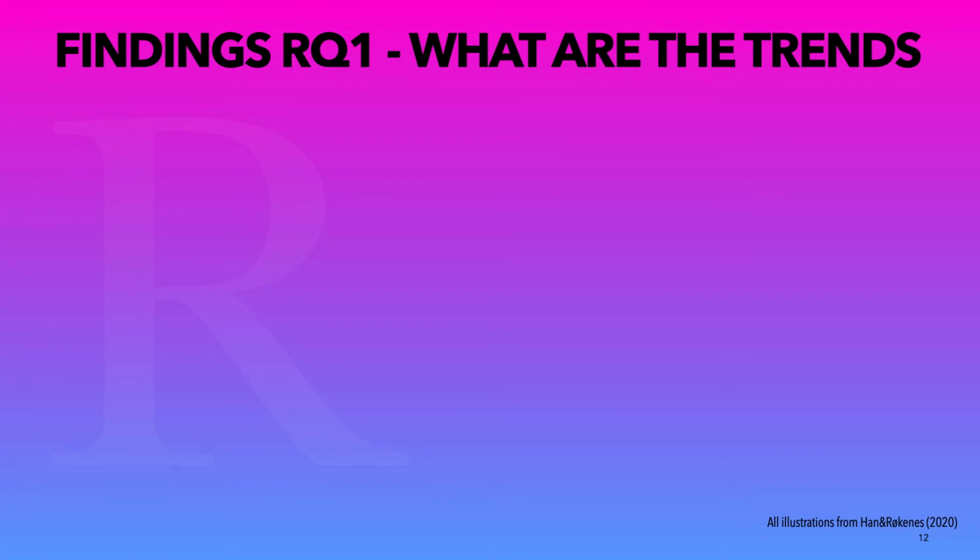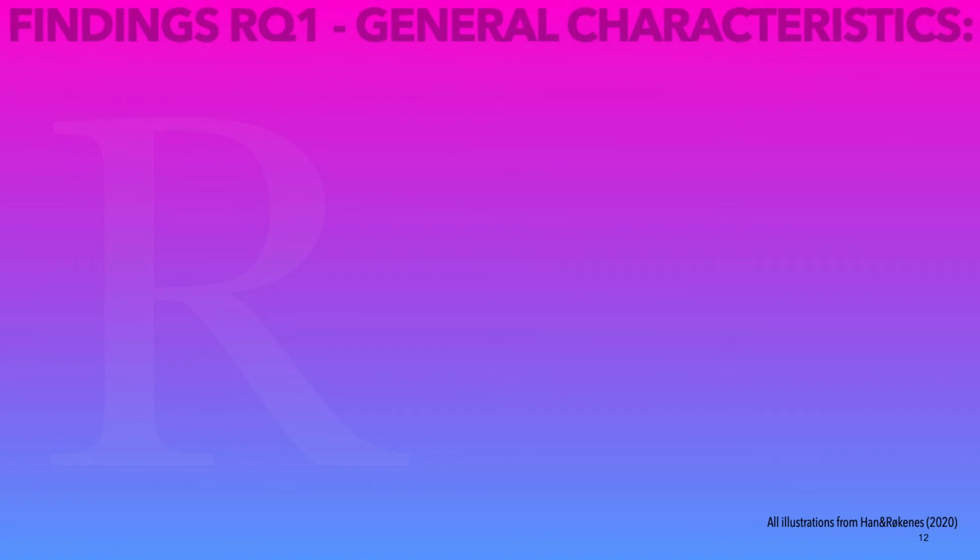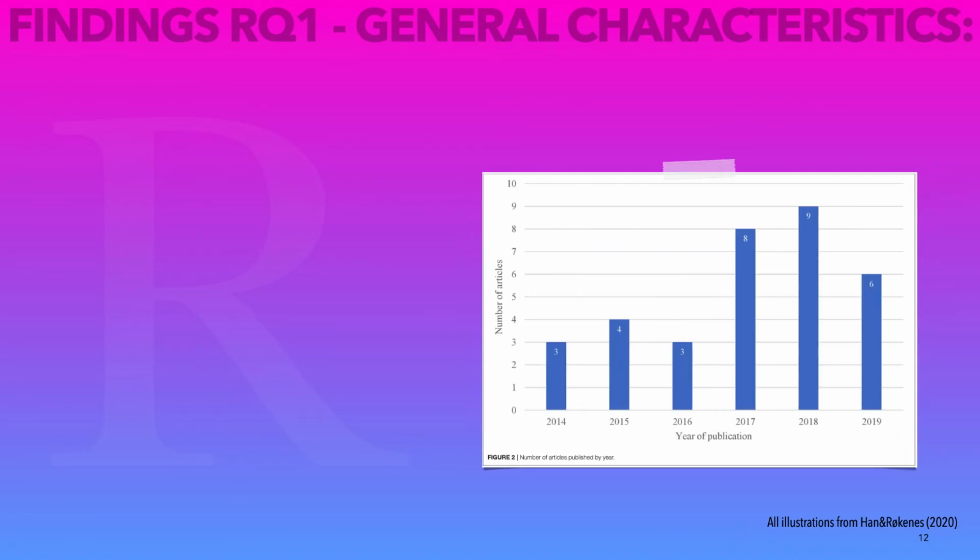Findings, research question 1. What are the trends regarding flipped classroom? The authors categorized this into 2 sub-themes: general characteristics and research methods. Concerning the general characteristics, the first study that they found of flipped classroom in teacher education was from 2014. The first altogether was from year 2000.